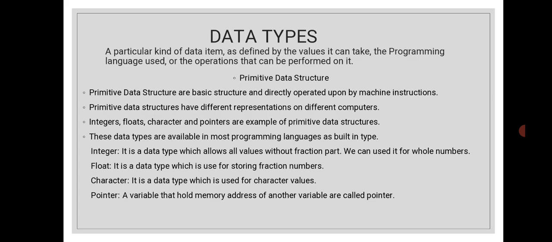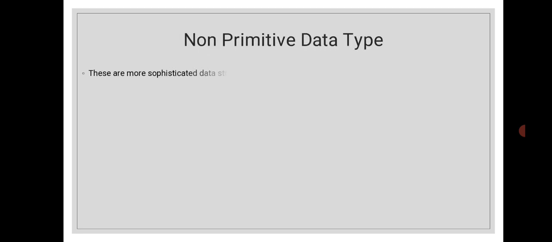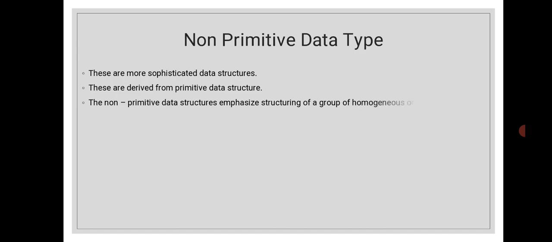So let's move on to the non-primitive data type. These are more sophisticated data structures. These are derived from primary or primitive data structures. The non-primitive data structure emphasizes structuring of a group of homogeneous or heterogeneous data items. Examples of a non-primitive data type are array, list, and file, etc.